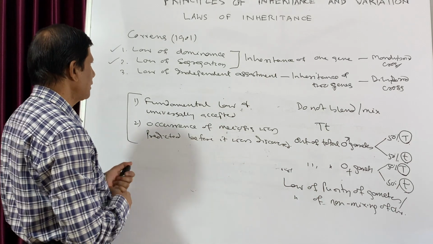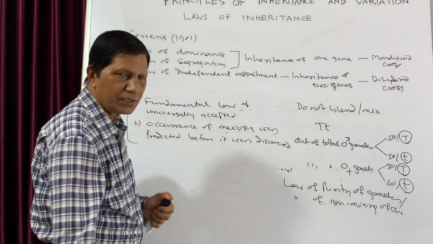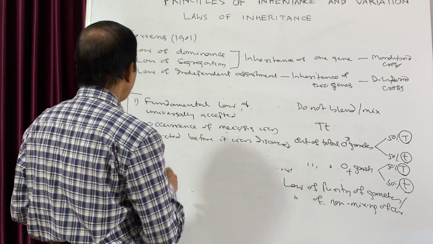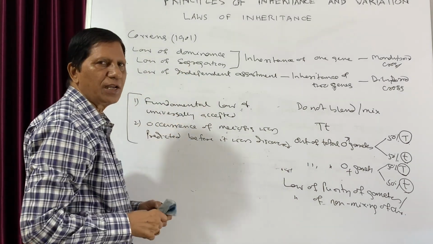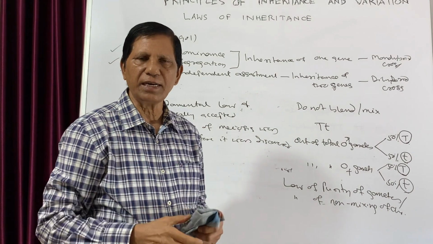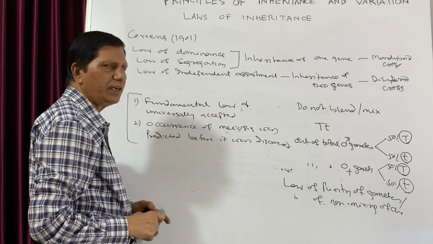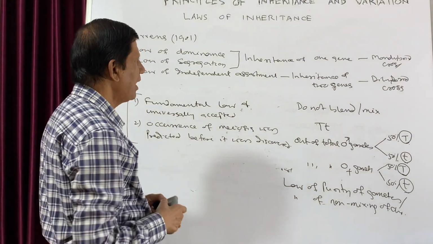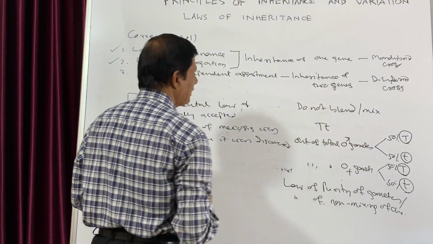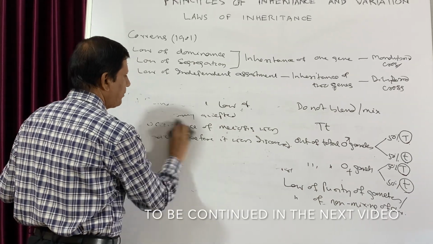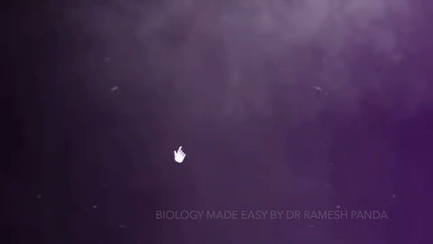Now let us discuss the third law, that is the law of independent assortment. This law of segregation is also known as the first law of genetics. When we discuss the law of independent assortment, it is also known as the second law, and it is based on inheritance of two genes, and it is derived from the dihybrid cross.